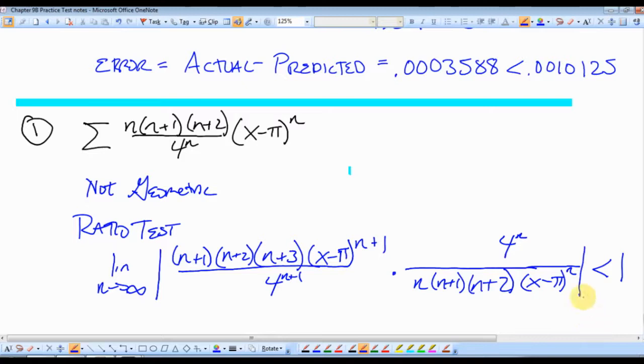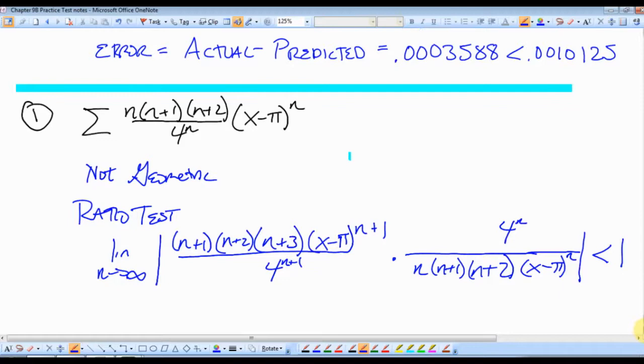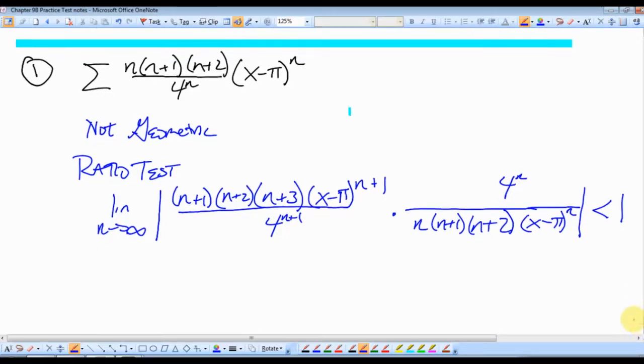And man, is this ratio test annoying. But lots of stuff cancels. A lot of stuff cancels. Oh, you like it when things cancel out. Do you not?